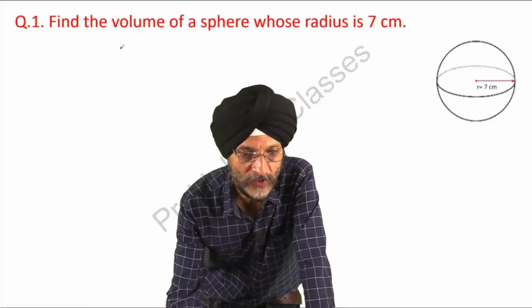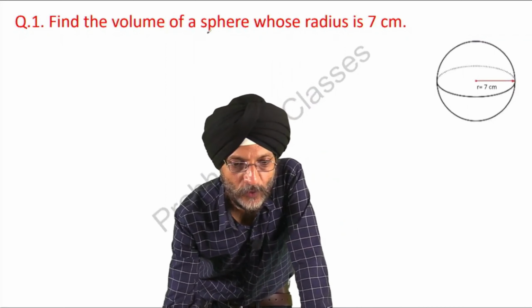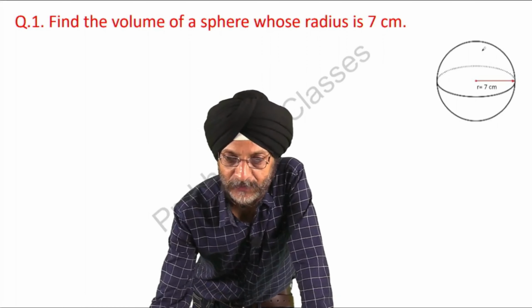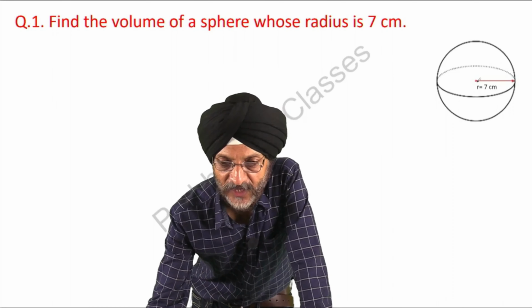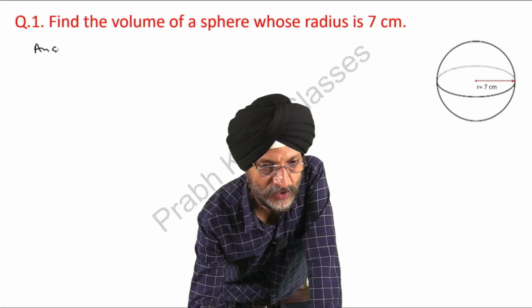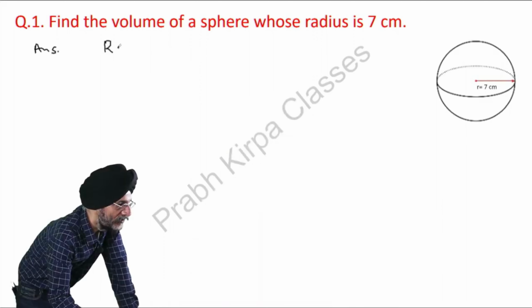Now the question before us is, find the volume of a sphere whose radius is 7 centimeter. In this picture you can see that this is a sphere and the radius has been given as 7 centimeter. We will solve this question. Radius given is 7 centimeter.